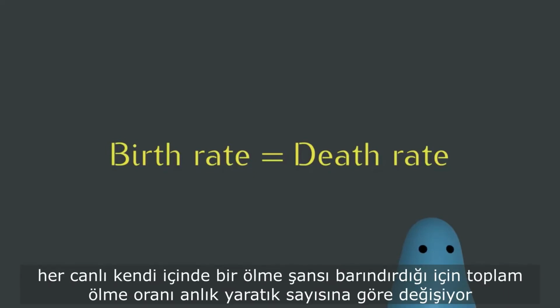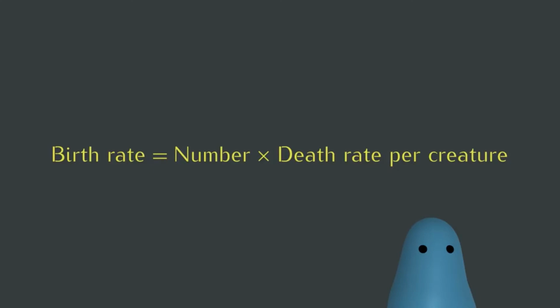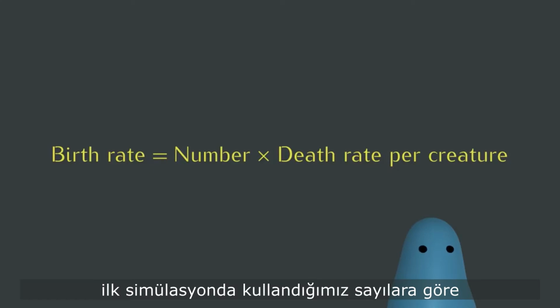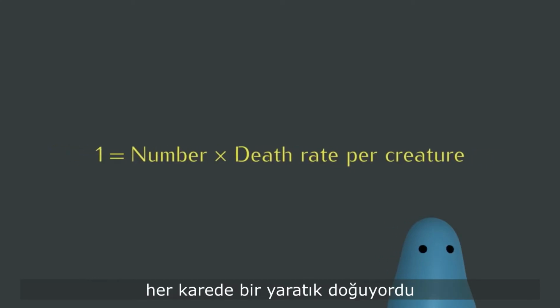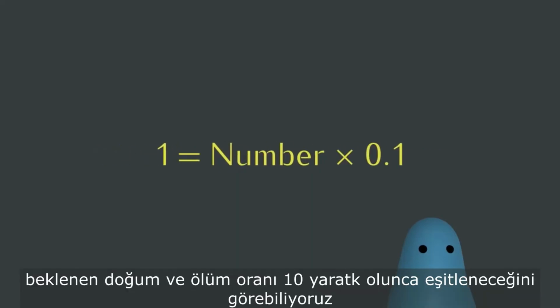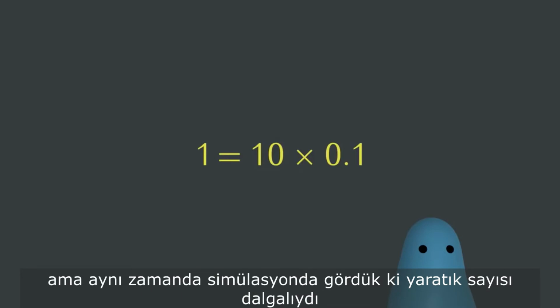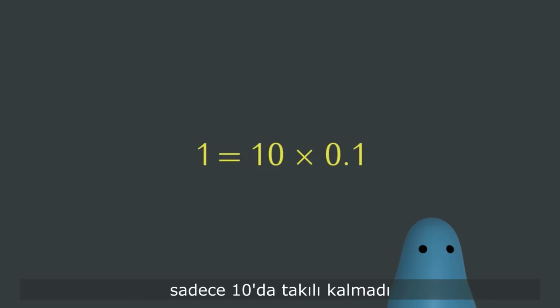And since each creature individually has a chance of dying, the total death rate depends on the current number of live creatures. Using numbers from our first simulation, where one creature was born each frame, and each creature had a 1 in 10 chance of dying each frame, we can see that the expected birth rate and death rate should be equal when there are 10 creatures. And that's what we saw in the simulation. But we also saw in the simulation that the number of creatures fluctuated all over the place. It didn't just stick at 10.